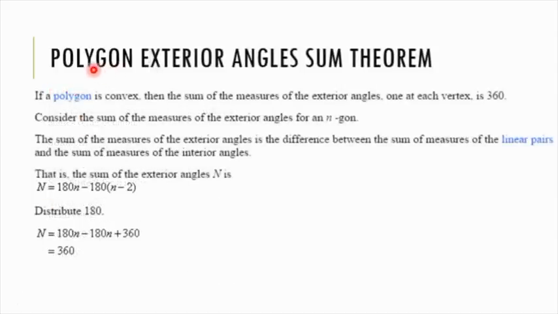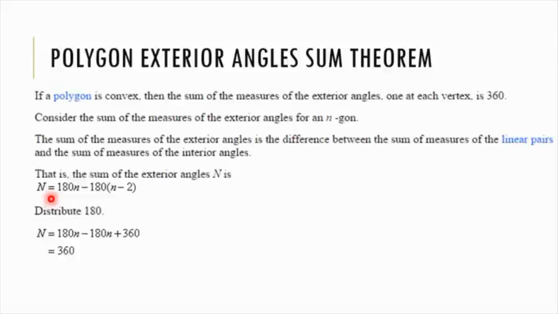The second polygon angle sum theorem is the exterior angles theorem. If a polygon is convex, the sum of the measures of the exterior angles, one at each vertex, is 360 degrees. Since each interior and exterior angle pair is a linear pair, meaning they add up to 180 degrees, the sum of the measures of the exterior angles is the difference between the sum of the measures of the linear pairs and the sum of the measures of the interior angles.